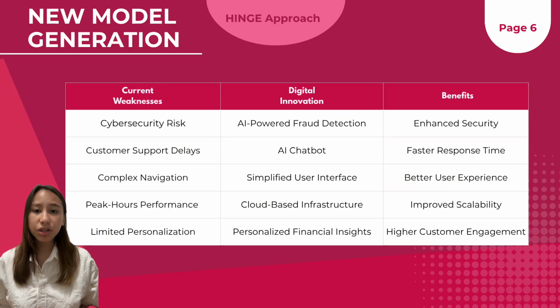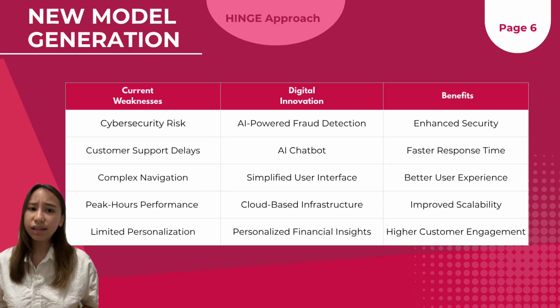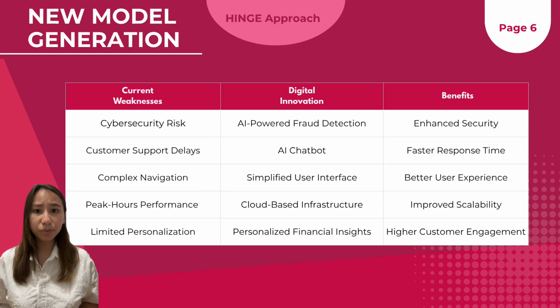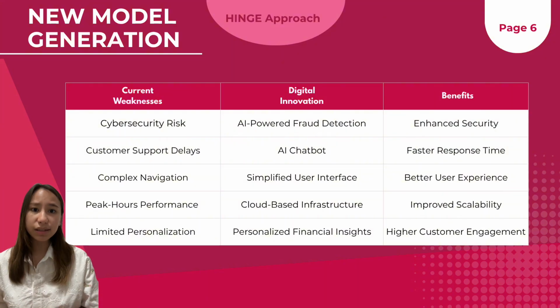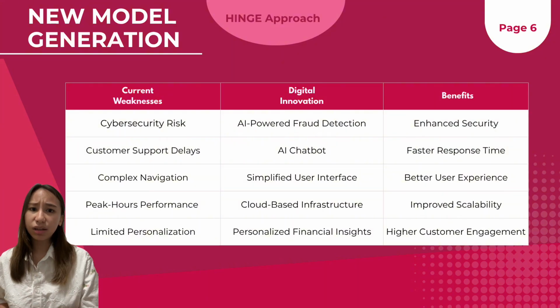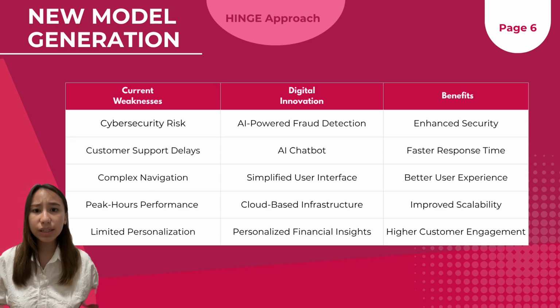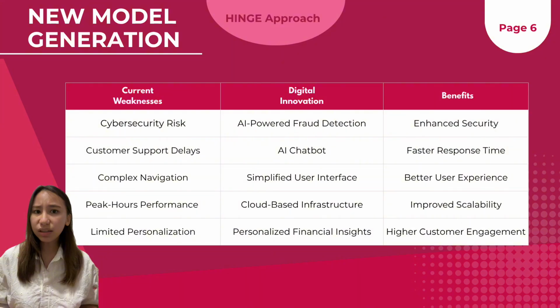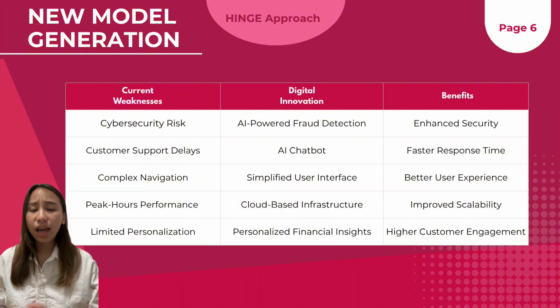By using artificial intelligence to monitor transaction patterns and identify suspicious activity in real time, Bank Islam can strengthen security, reduce fraud risk, and enhance customer trust. The second improvement focuses on customer support delays. To improve service quality, Bank Islam can introduce an AI chatbot that operates 24 hours a day. This allows customers to receive immediate assistance, reducing response time and improving customer satisfaction.